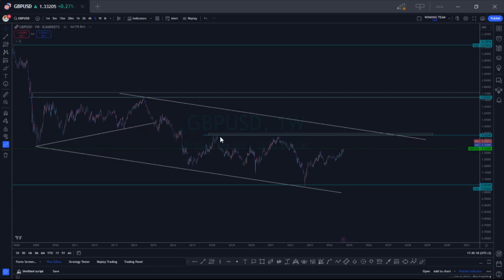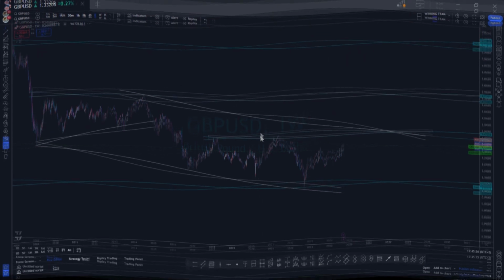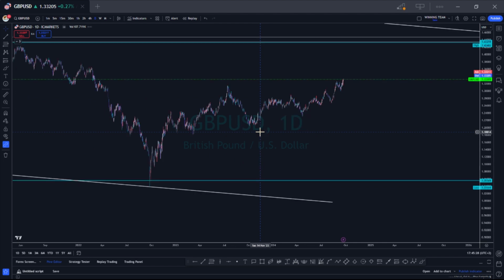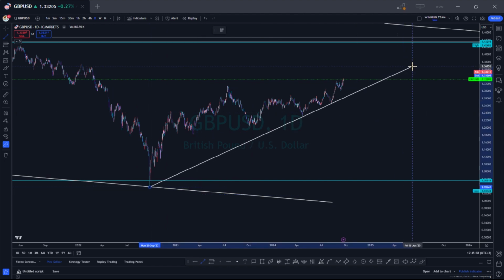Okay, so let's jump into our daily time frame and see if we get exactly what I'm looking for. Right here on the daily time frame, guys, I'm also just going to take my trend, start drawing it from this lower touch here, going all the way up. And you can see how it aligns when you draw it like that.